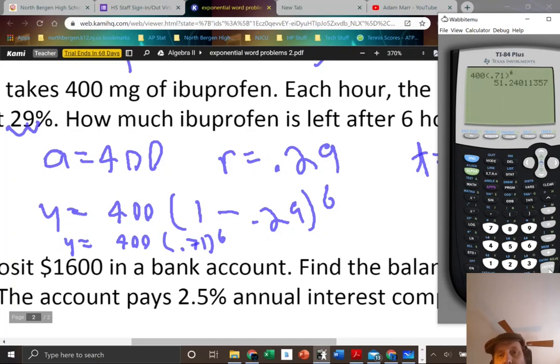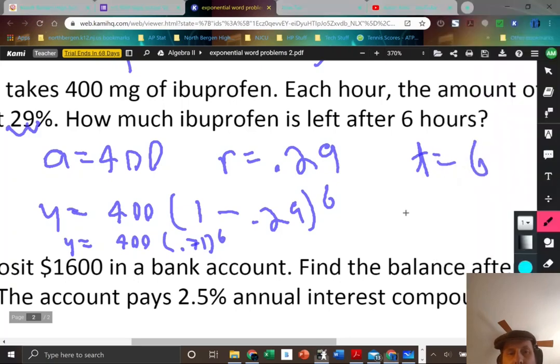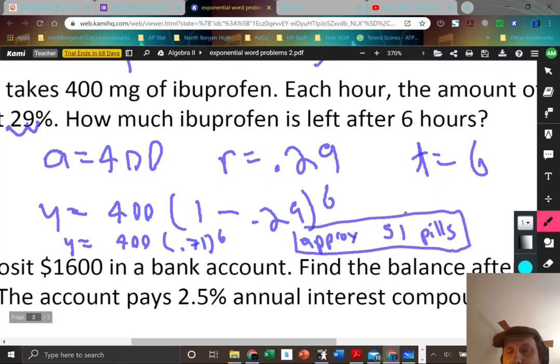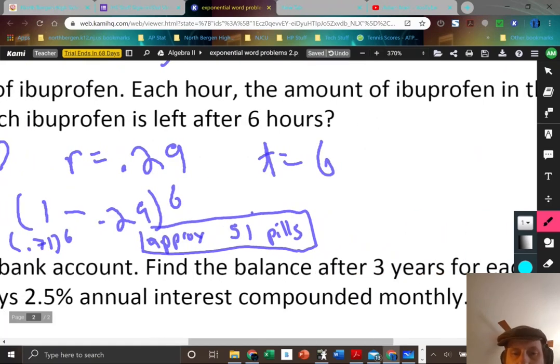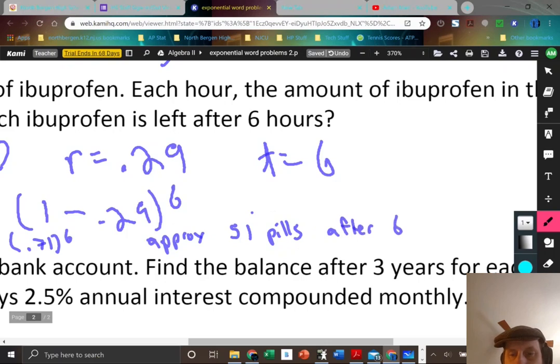So we get 51.24. Now it says how much ibuprofen is left after 6 hours. I would really accept 51.24 ibuprofen, because you could split an ibuprofen pill. But if you want to round off to approximately 51 pills, that is a better way of saying this. So approximately 51 pills are left in your body after 6 hours. Good enough right there.